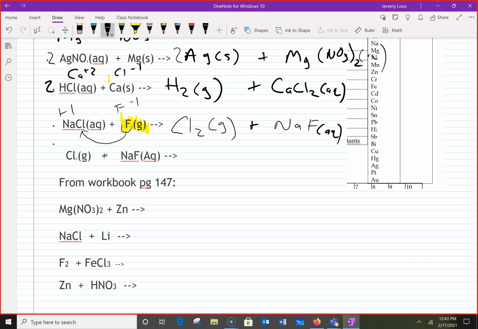And then lastly, we balance it. 2 fluorines on the left, so we do 2 on the right. Put a 2 there, now that one's done. Questions about that?